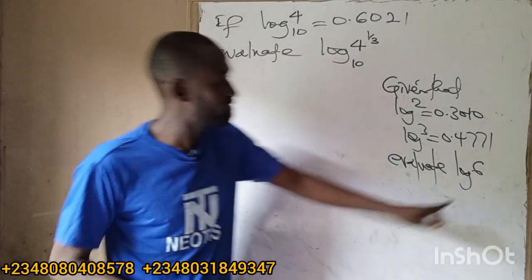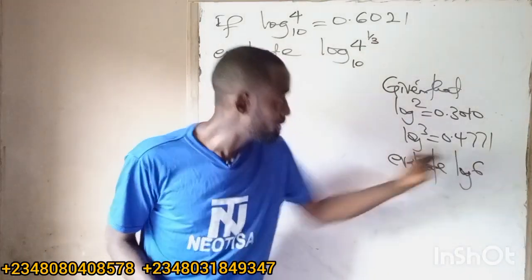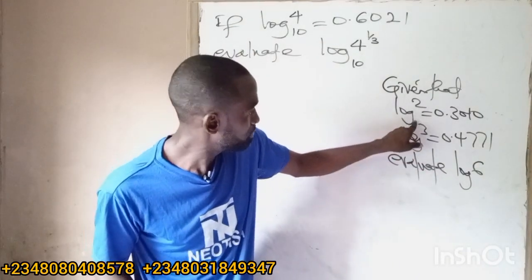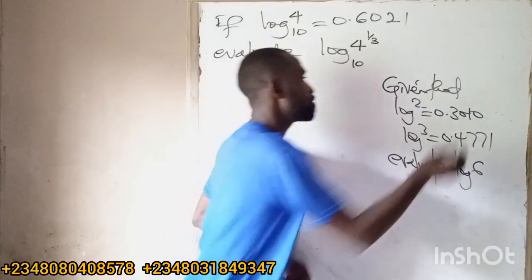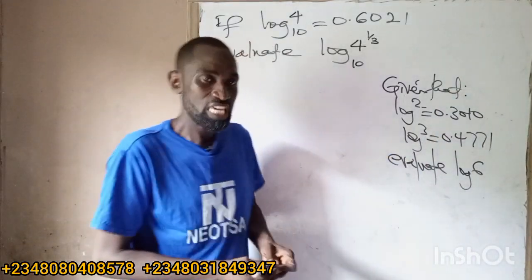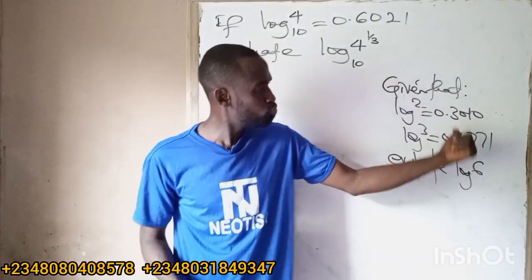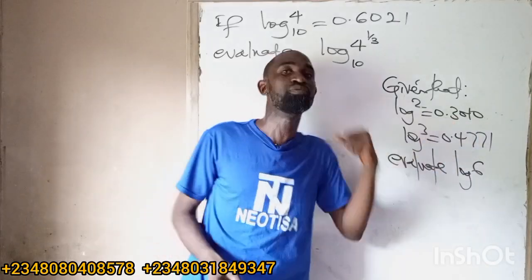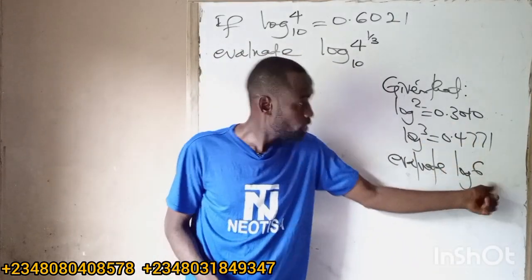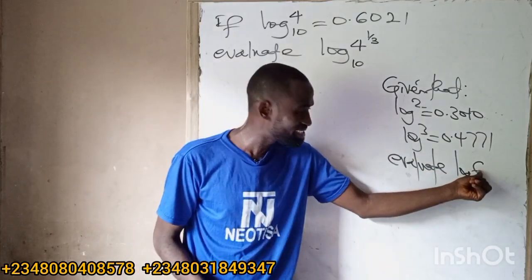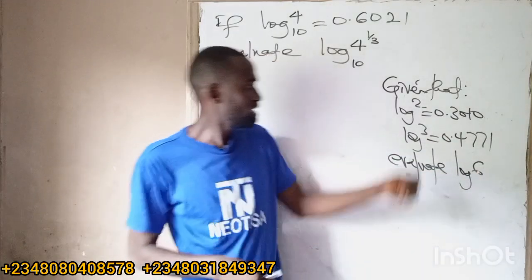It means this one that you have here, you break it down. If nothing is written here, it is base 10. So you break this in form of the given expression. If I want to solve this question, I must refer back to what we are given. We are given log 2 and log 3, and we have to evaluate log 6, so I will break this 6 down in form of what is given.